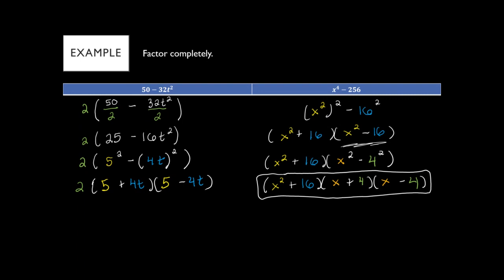We're not going to write it as like x plus 4 squared because they're not the same. It's an x plus 4 and an x minus 4. So this is literally as far as we can go. We don't need to turn 16 into 4 squared because it's not going to get us anywhere. Because we can't factor the x squared plus 16, there's no point in rewriting 16. So I'm not sure if that fully answers your question there.